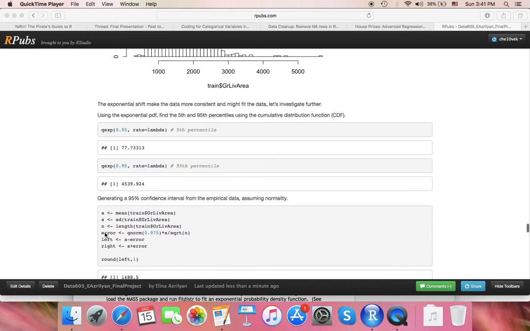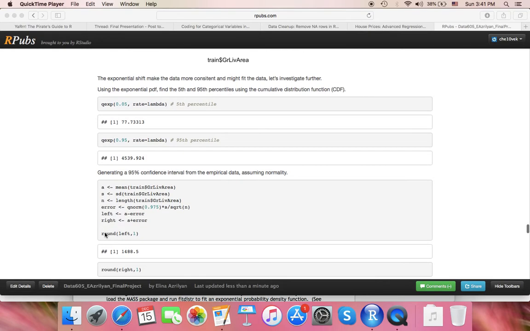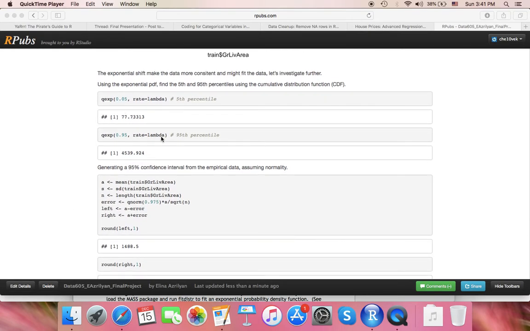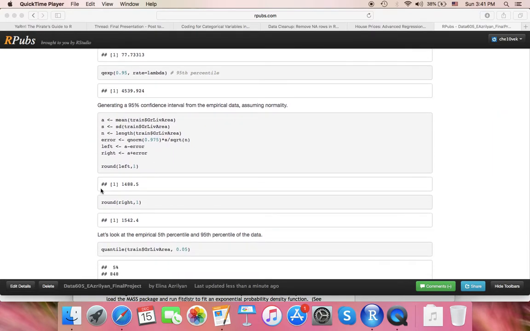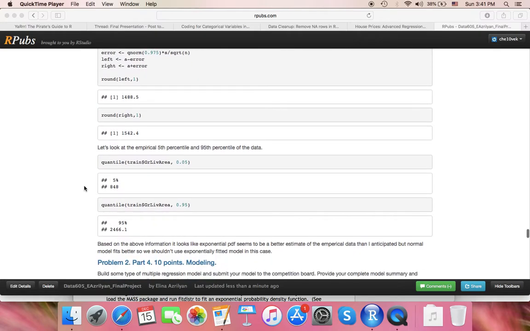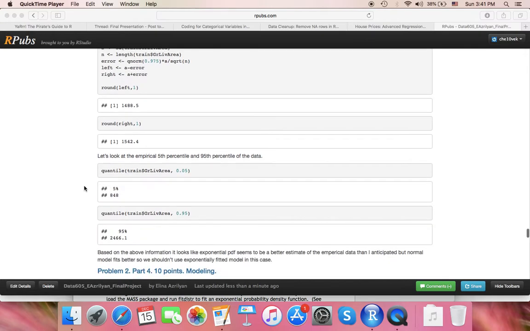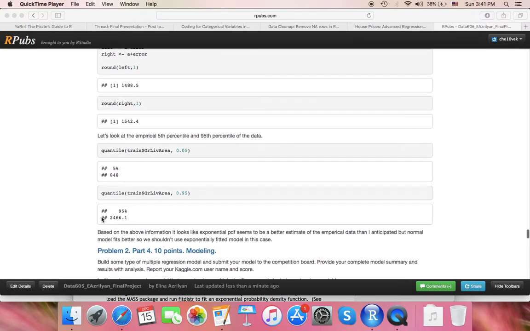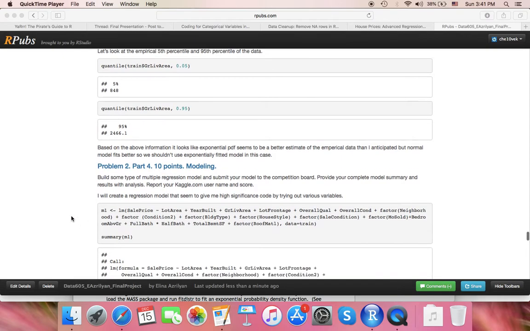And when I did the 95th percentile calculation with our exponential data, this is the result for that. And then I did the 95% confidence interval of our actual data, using the normal assumption. And then I looked at the actuals. It seems like the normal was a better fit for this.